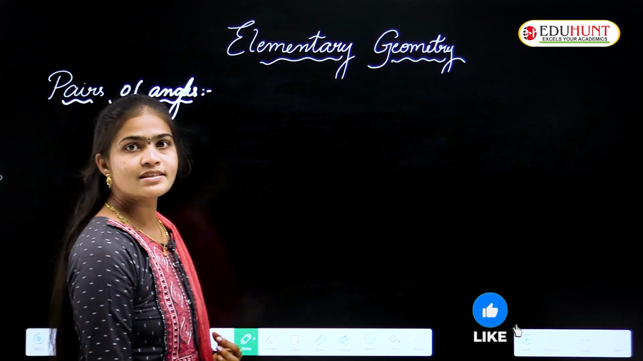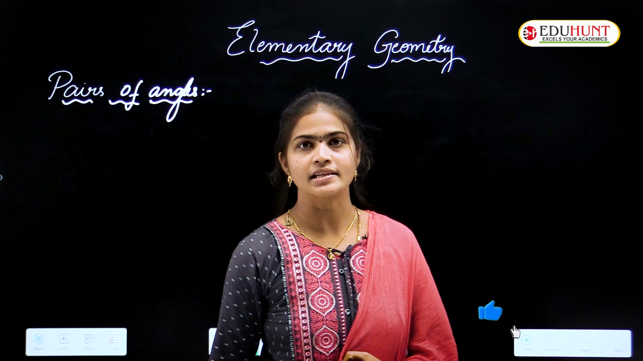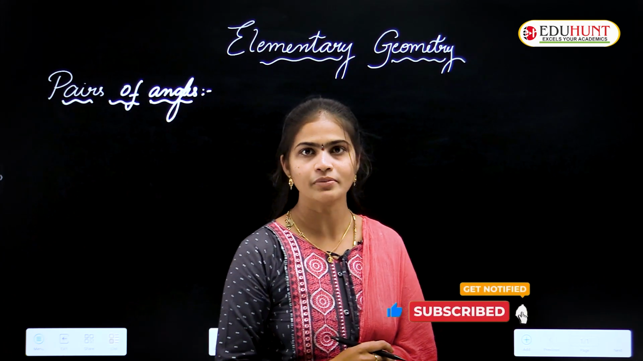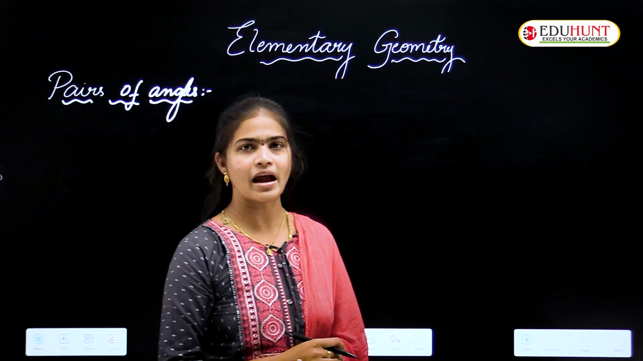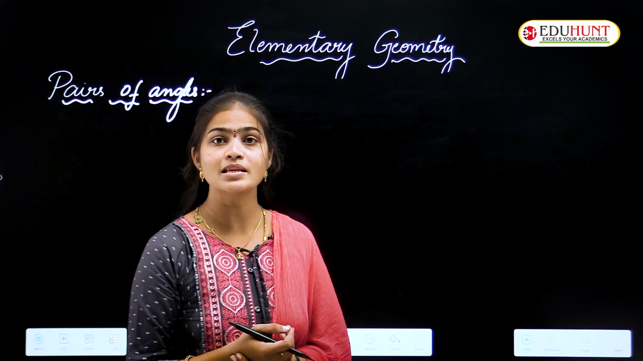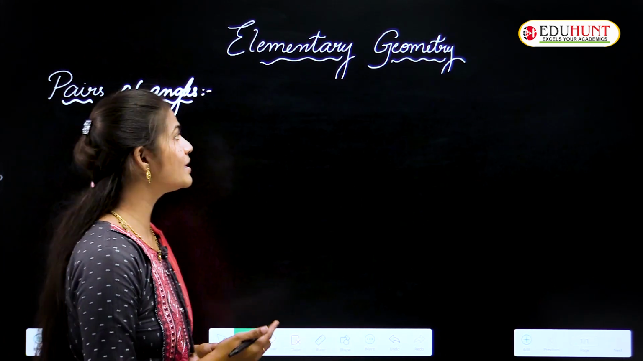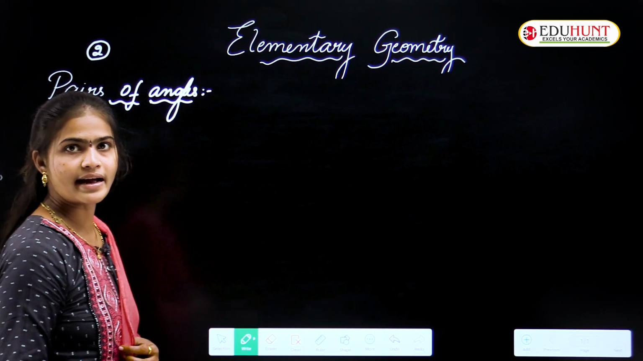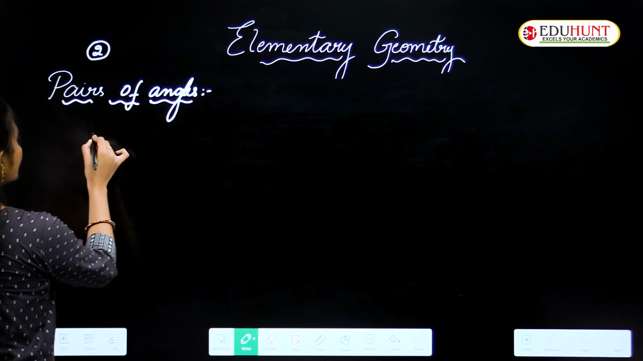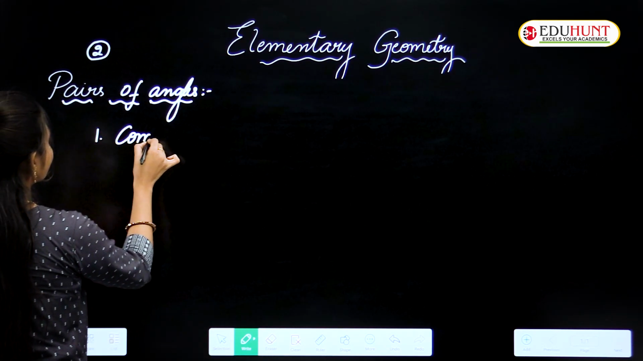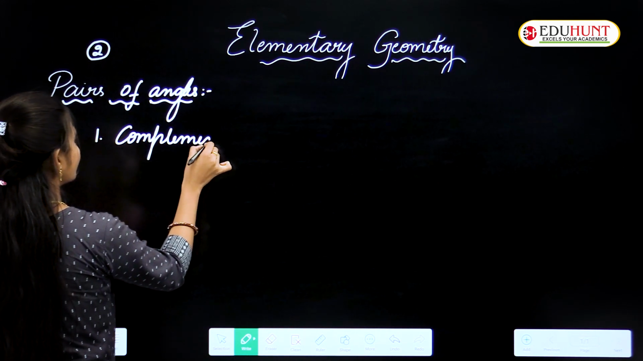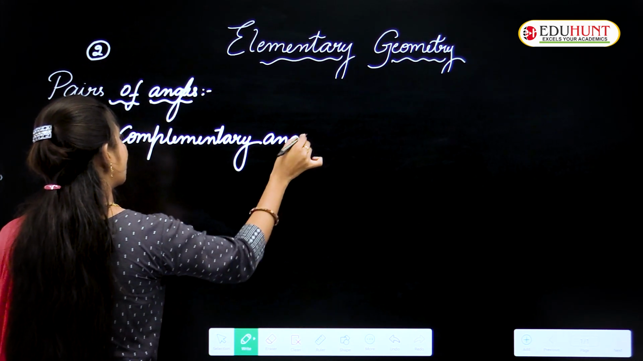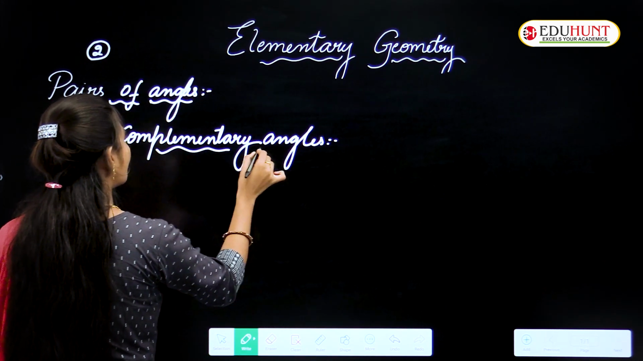Okay. So the next concept we are going to discuss is pairs of angles. Already we discussed angles, right? Individual angles we already discussed. Now here, pairs of angles. In that name only, a pair means how many angles? Pair means 2 angles. So here we are going to discuss pairs of angles. The first one is complementary angles.